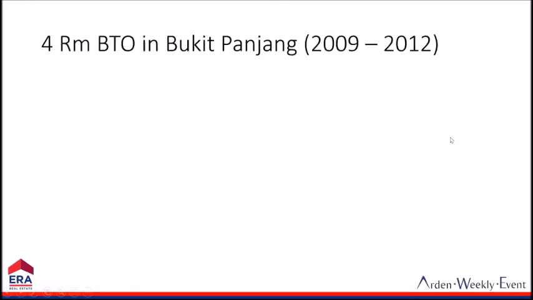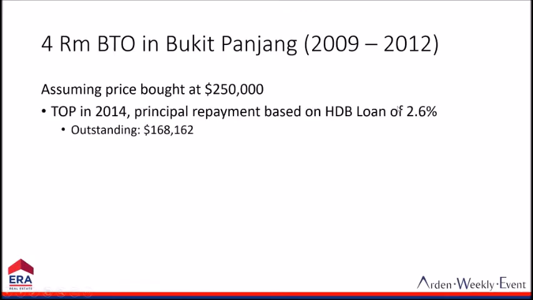So a 4-room BTO in Bukit Panjang, bought between 2009 to 2012. I think we can assume that the price was bought at about 250K. Let's just use this as an example, 250K. Now if it TOPs in 2014, the principal repayment, if you use a HDB loan calculation, let's say assumingly this guy bought in 2010, 2011, the flat TOPs in 2014, that's where your loan starts, right? And this is a typical HDB buyer that bought using HDB loan, 2.6%.